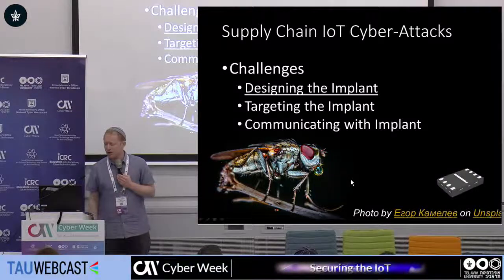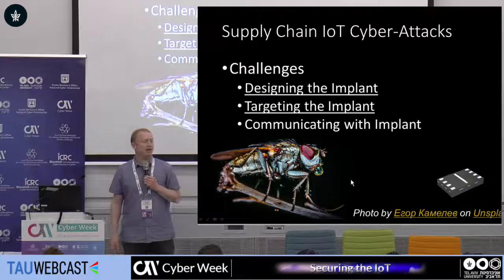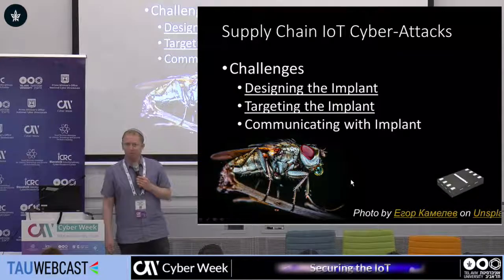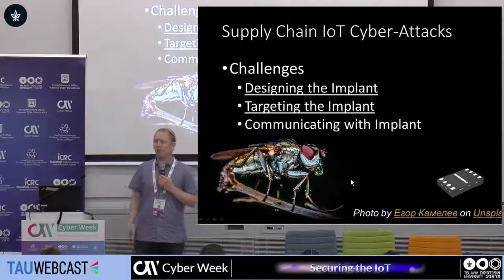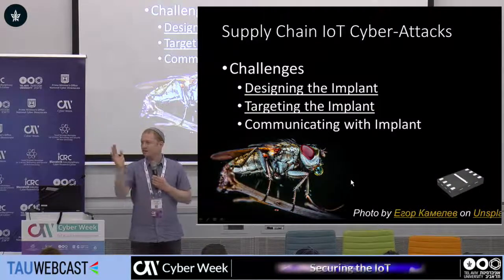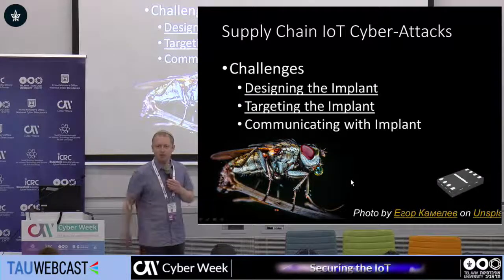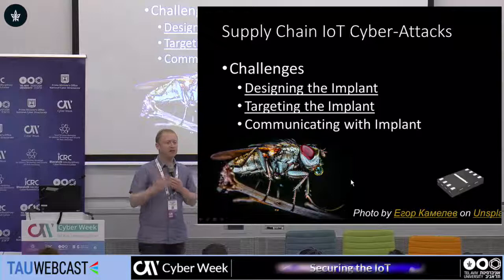Okay, next thing is targeting the implant. I need to get this implant to my victim. And I don't have any innovation here. What I would do if I were an attacker is just create 8,000, 10,000, 100,000 of these malicious implants and cast them upon the water. And hopefully, one of them will hit my target.